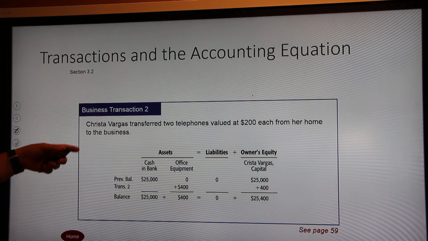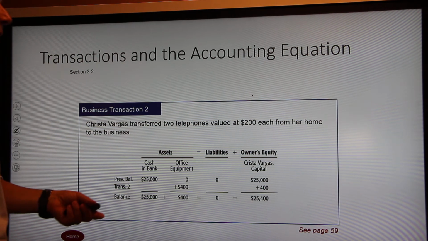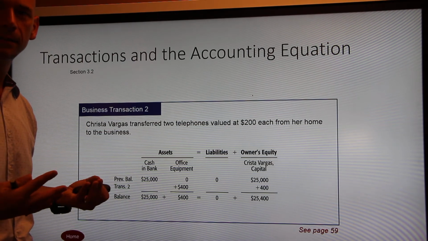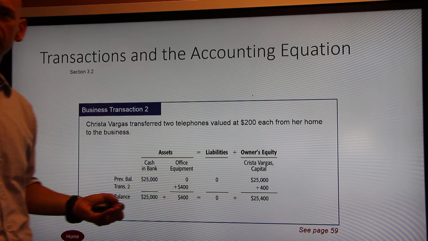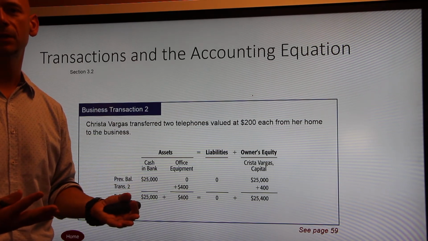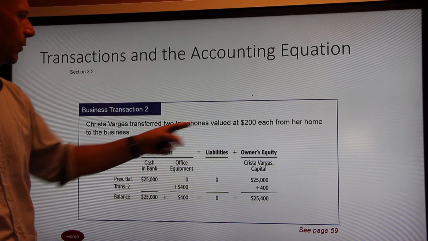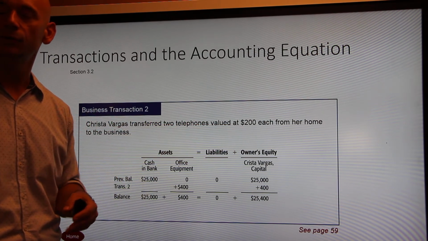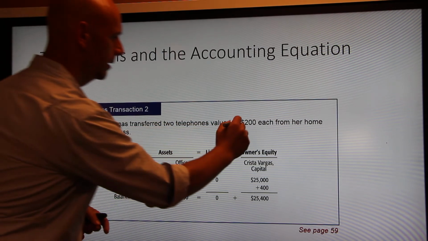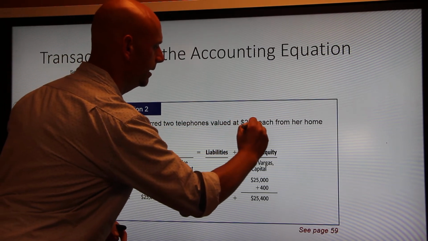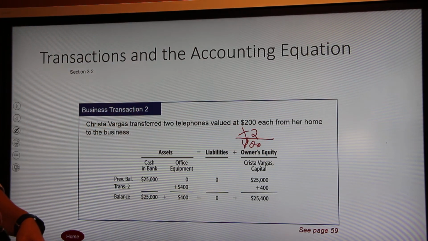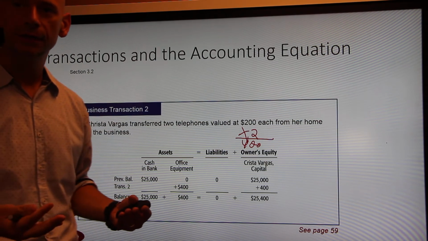So in this transaction, it says Krista Vargas transferred 2 telephones valued at $200 each from her home to the business. So in this case, yes, it's still an investment. She's taking things of value that are her own, and she's giving them to the company to use. So it was 2 telephones, and they're each $200. So the total value of that investment would be $400, the two telephones times the value of $200. She's making an investment of $400 into the company.